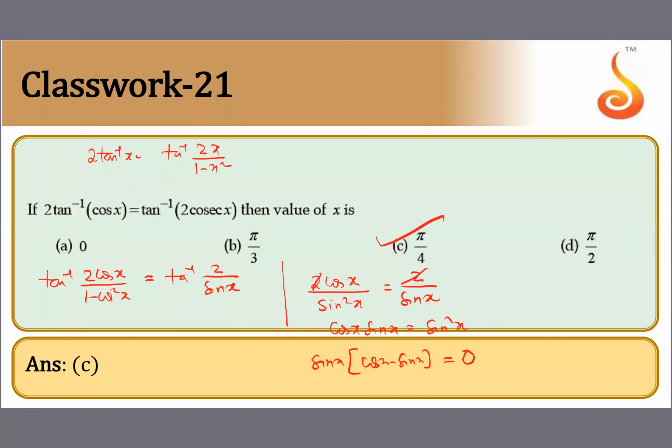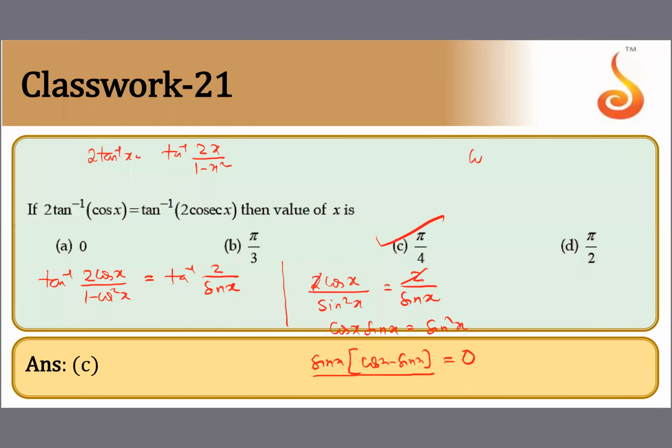Simple one. Why didn't we cancel? Because the denominator is there, no? Sin we can't cancel, because it is 0, and 1 by 0 is infinite. Why is it not 0? Because sin 0 will give you infinite. Infinite is not possible here.